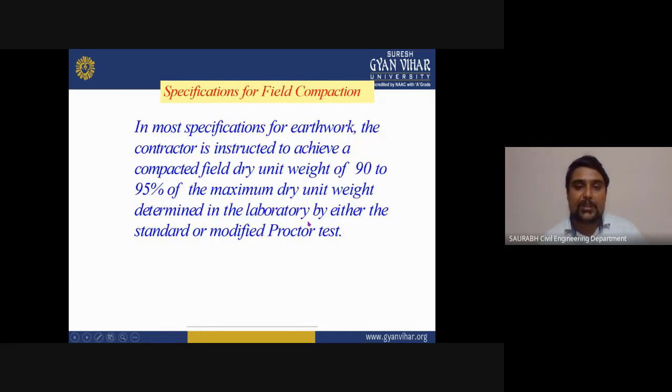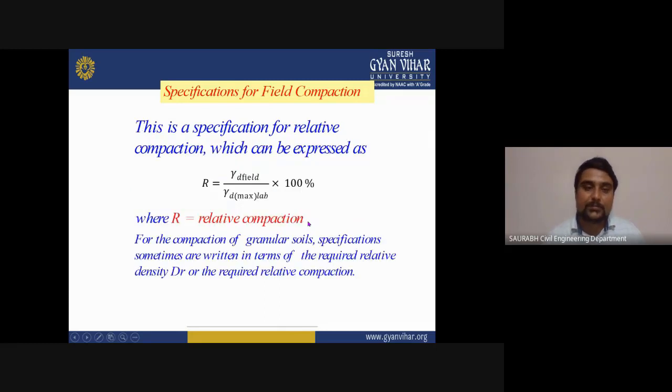Now we will see the specification for field compaction. In most earthwork specifications, the contractor is instructed to achieve a compacted field dry unit weight of 90 to 95% of the maximum dry unit weight determined in the laboratory by either the standard or modified Proctor test. And this is the specification for relative compaction, which can be expressed as R = γd(field) / γd(max), which we get in the lab, × 100%, where R is the relative compaction.